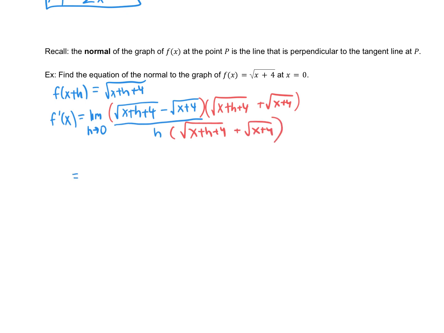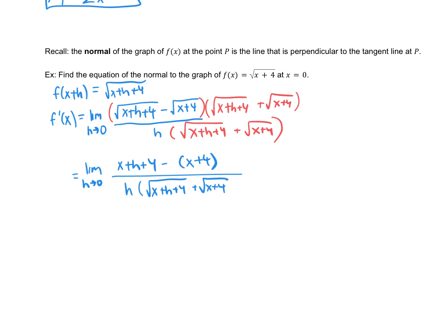And when we simplify, in our numerator, we'll be left with x plus h plus 4 minus (x plus 4). And be careful to put the x plus 4 in brackets, because that negative has to distribute into both. Okay, and we can distribute that negative in, or we can cancel out while we think ahead. So x minus x is gone, 4 minus 4 is 0. So we're just left with h over h times the conjugate.